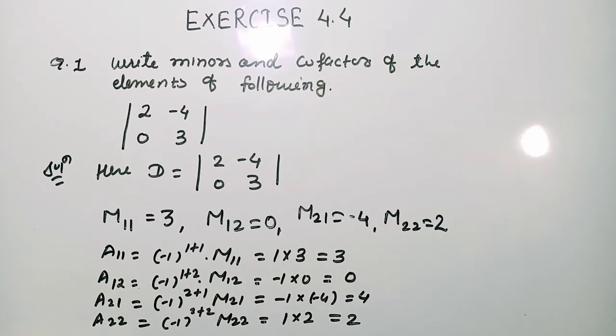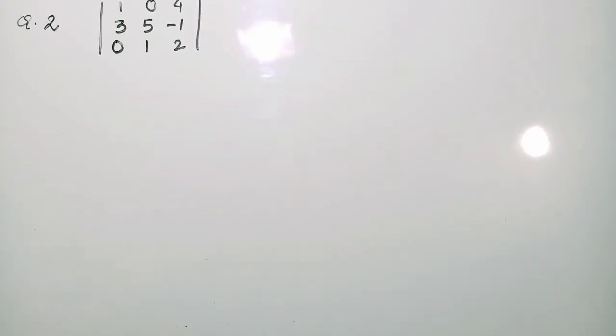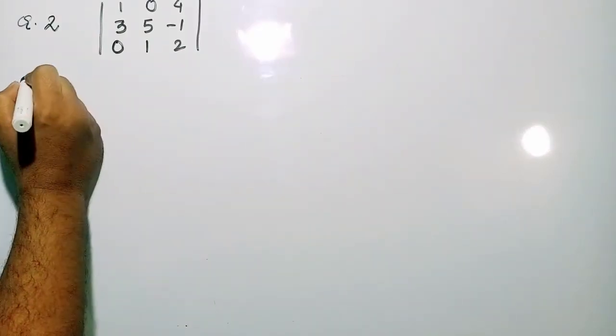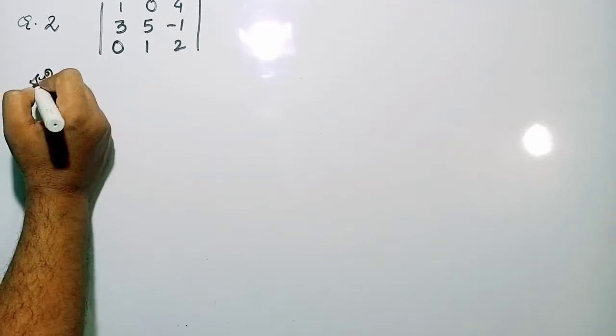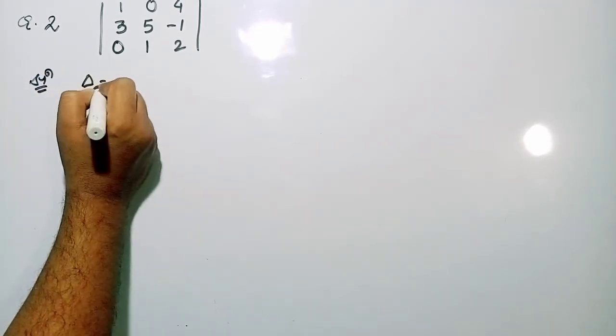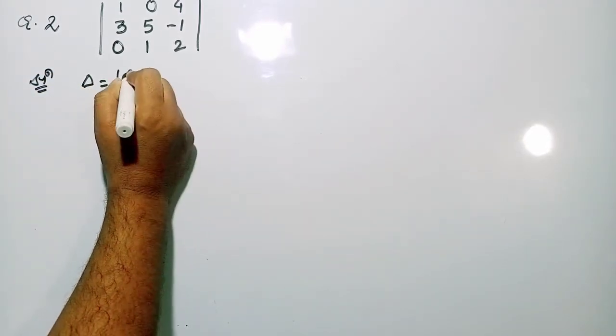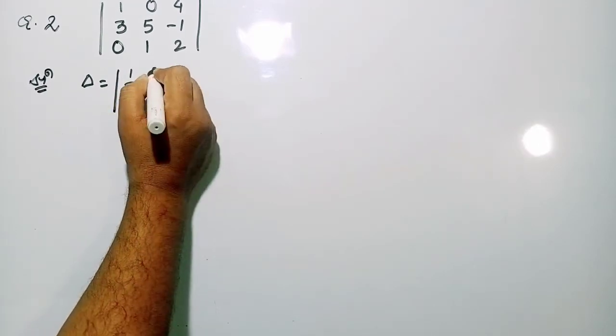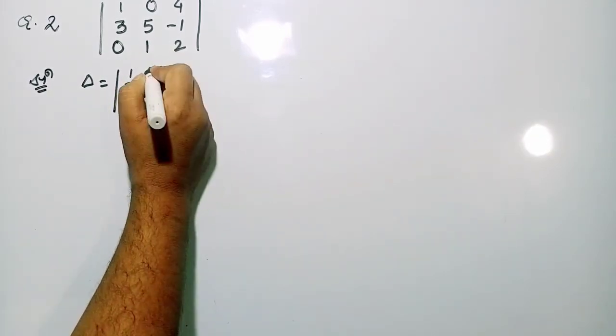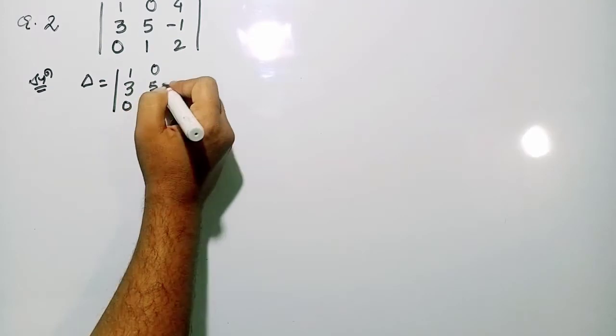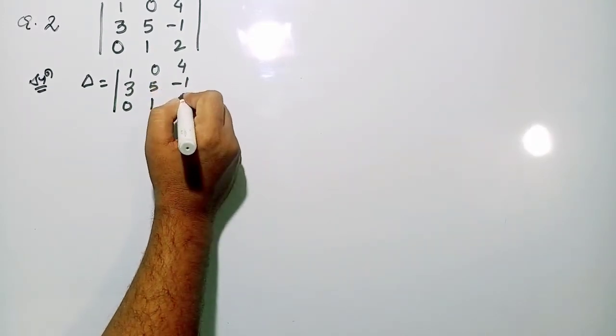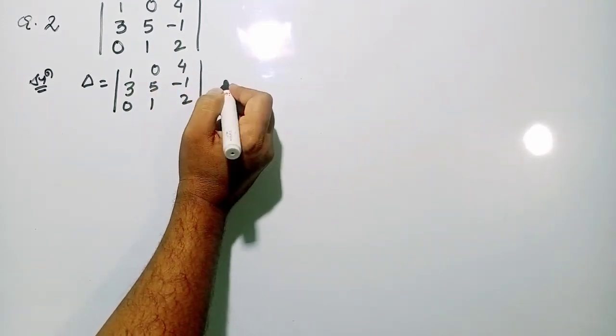Okay students, in this way you can find out minors and cofactors. Okay students, considering the next question, a determinant having the elements 1 3 0 0 5 1 4 -1 2. Okay, so we want to find out the minors and cofactor of each element of this determinant. So first of all, writing the determinant over here.